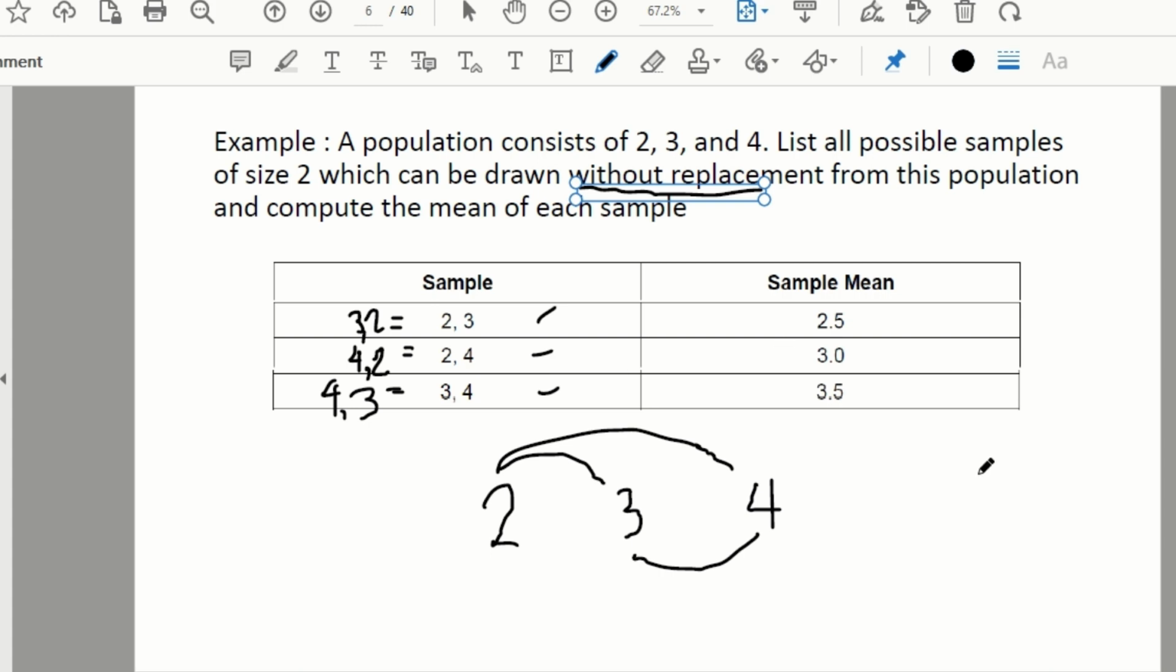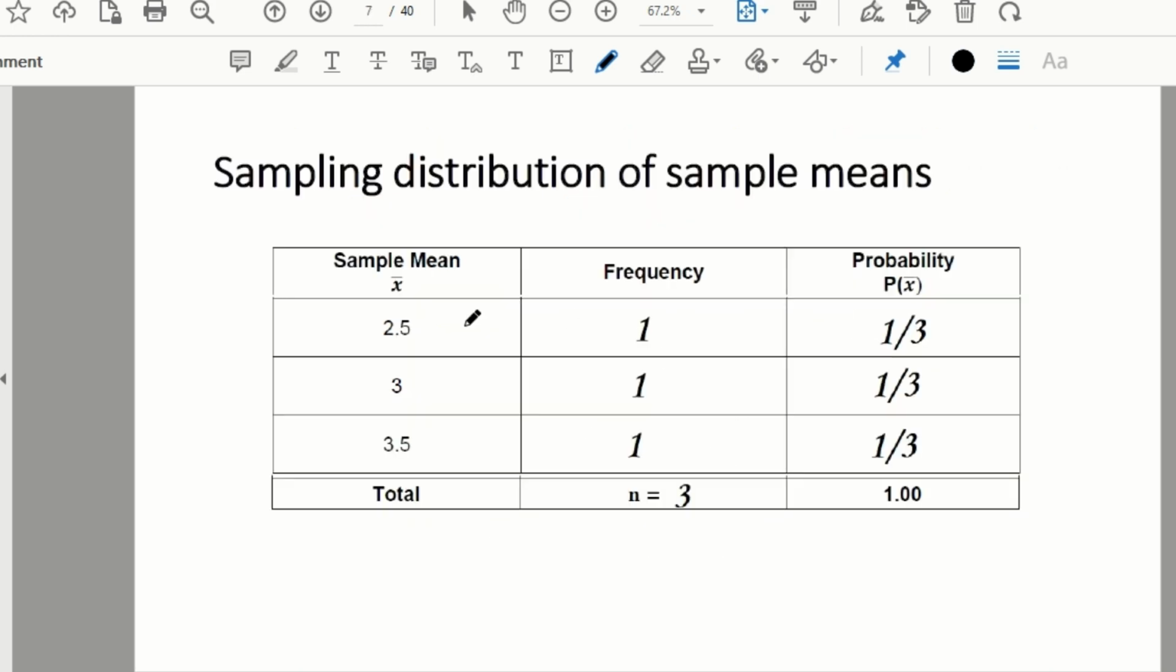Then the process is the same. For the sample mean, you just take the sum: 2 plus 3 is 5, divided by 2, so we have 2.5. Next, 2 plus 4 is 6, divided by 2 is 3, and then 3 plus 4 is 7, divided by 2 is 3.5. Take note, all of these are distinct. So we have 2.5, 3, and 3.5. Of course, for the frequency, they only occur once: 1, 1, 1, and the total is 3. So the probabilities are 1/3, 1/3, and 1/3. Therefore, this is now the sampling distribution of the sample means with the given data and the condition of without replacement.